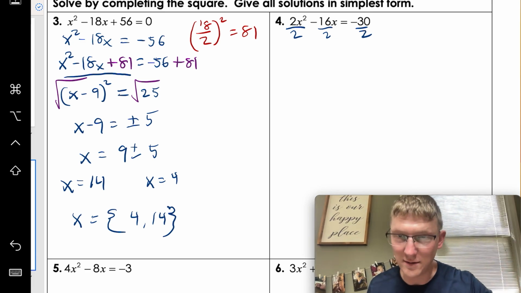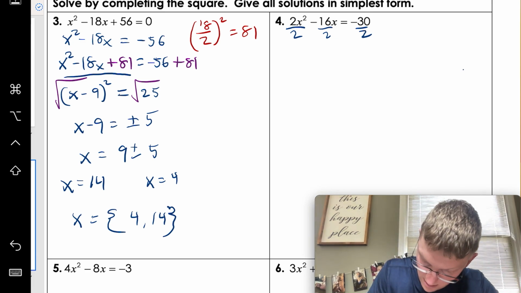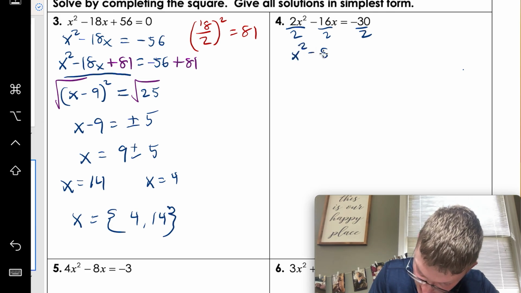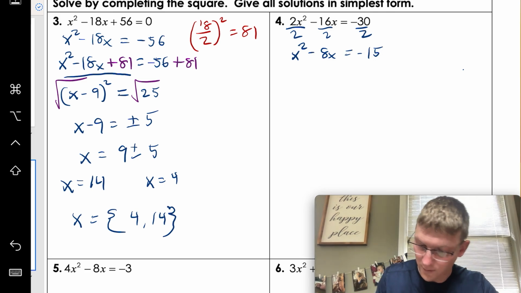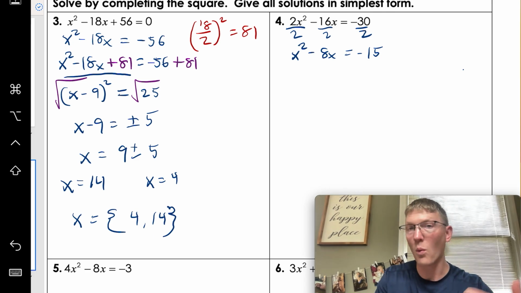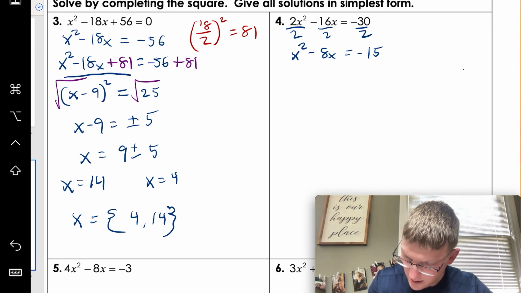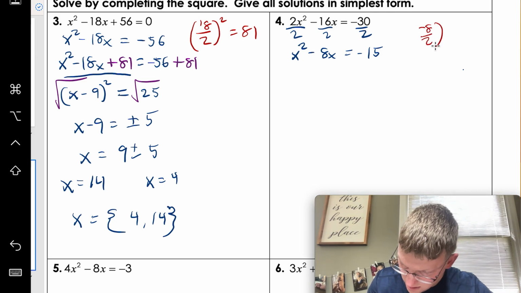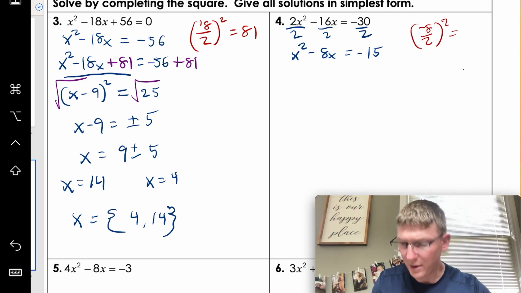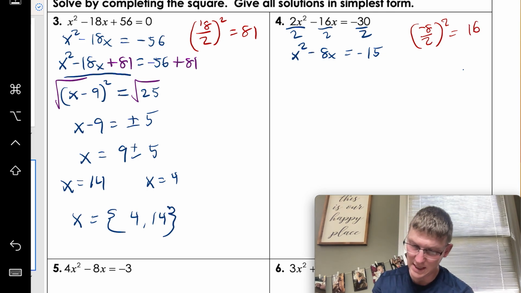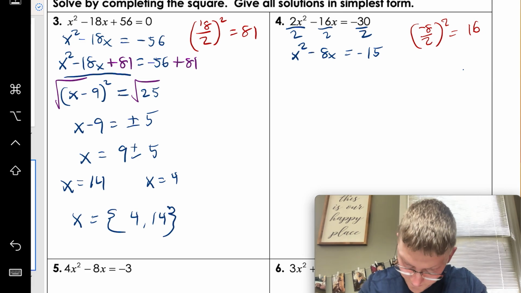Okay, but that's fine because all of our numbers are even, which means they're evenly divisible by 2. So we've got x squared minus 8x equals negative 15. Perfect. So now we need to know what we're going to add to the equation to complete the square. To do that, we take negative 8 divided by 2 and then square that whole thing. 8 divided by 2 is 4. 4 times 4 is 16. So that's what we're going to use.